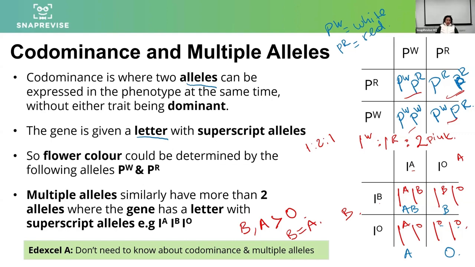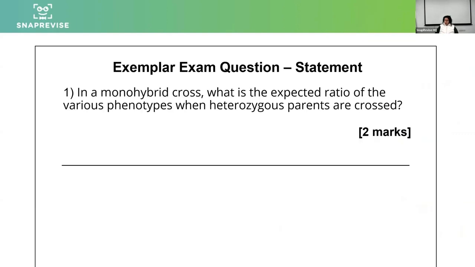If you're EdexcelA, you don't need to know this stuff. Let's have a look at an example question. In a monohybrid cross, what is the expected ratio of the various phenotypes when heterozygous parents are crossed? You don't actually even have to write out the full Punnett square to do this one, because it's just such a classic ratio. You're going to end up memorizing it effectively.